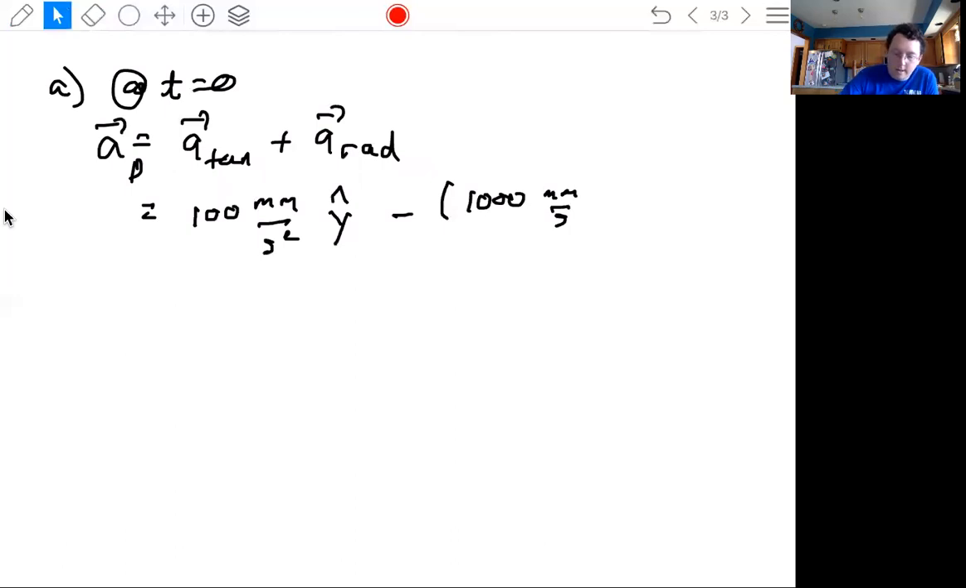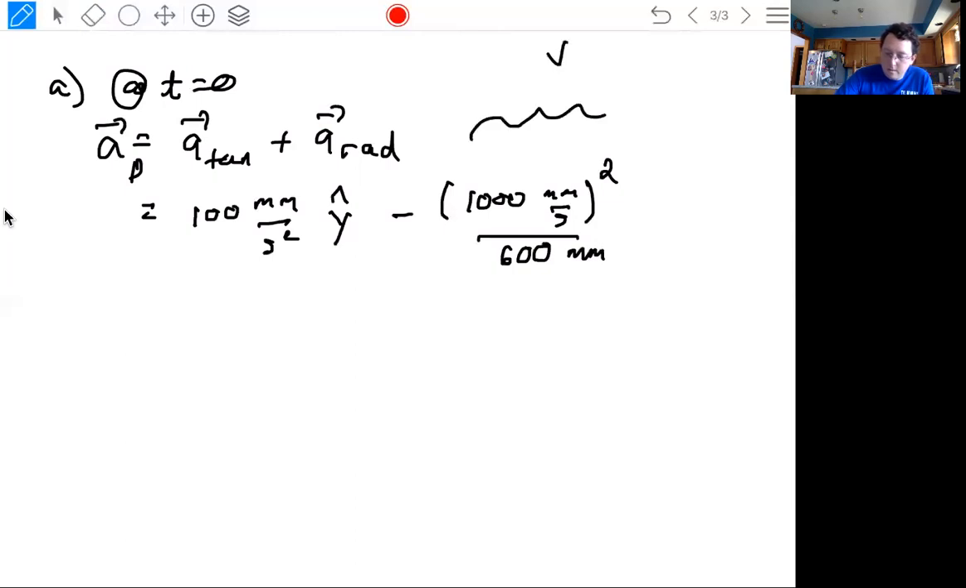Times, so that's the initial velocity or speed, squared, divided by the radius. And the radius at D was 600 millimeters. So this is nothing other than V squared over R. That's just the usual familiar formula for the radial component of acceleration, but I'm going to have to put in an x hat because it points to the left there.